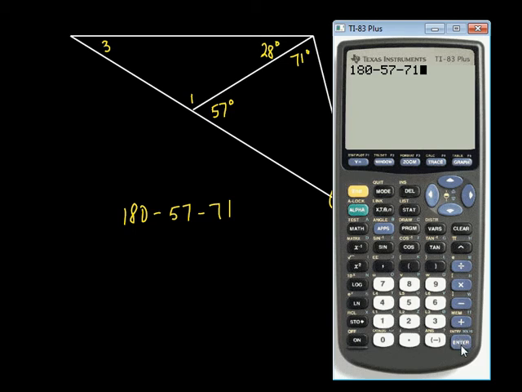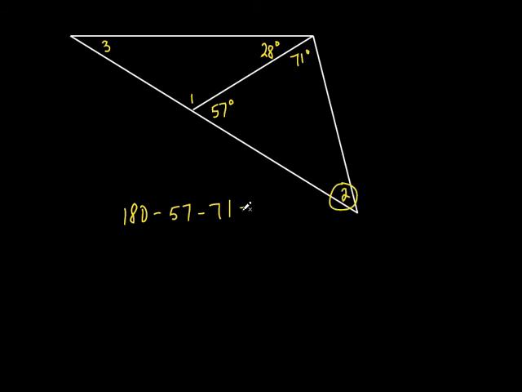Minus 71. All right, I think that's the easiest way because I don't have to do two different things in the calculator. All I got to do is just do one thing in the calculator and I'm done. It's as easy as that. And hit equals and it's 52. So that is 52. So that's what this angle is right there. That's 52 degrees. All right, so that's angle 2. We found one of them.